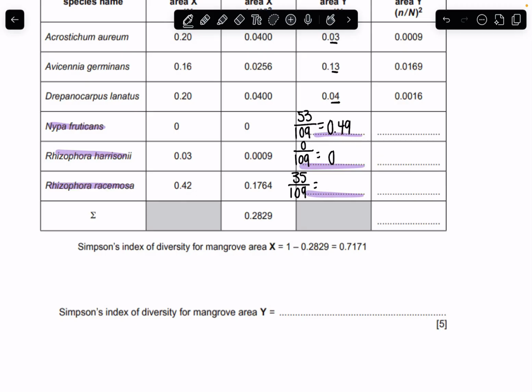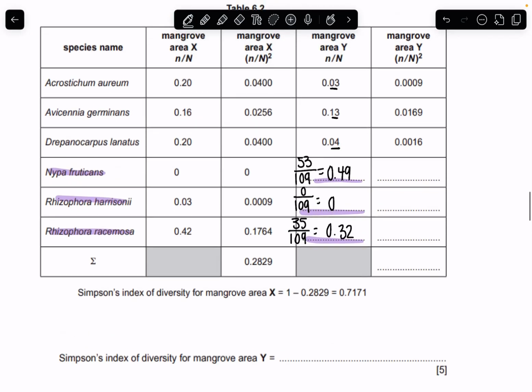Obviously, 0 divided by anything is going to be 0. And then last, 35 divided by 109 is 0.32. Again, same thing with the numbers after the decimal. Next step, we have to do mangrove area Y squared. So all we're doing is taking our number that we just calculated and we're squaring it. Again, you do not have to show this part, but you do need to show the answer.